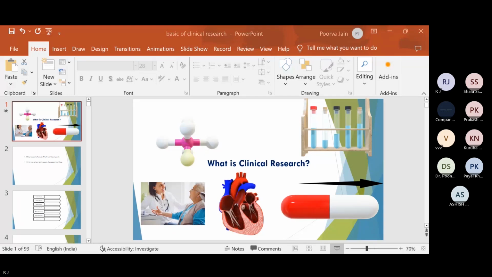To determine the safety and efficacy of any treatment, we run experiments. Those experiments are called clinical trials. People talk about clinical trials. So now what is a clinical trial? Clinical trials are experiments which are designed to answer a specific question. That specific question is whether a new drug, device, or procedure is safe and effective or not. Simple.